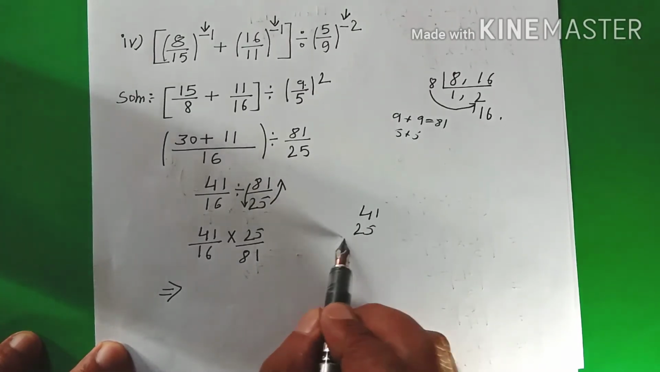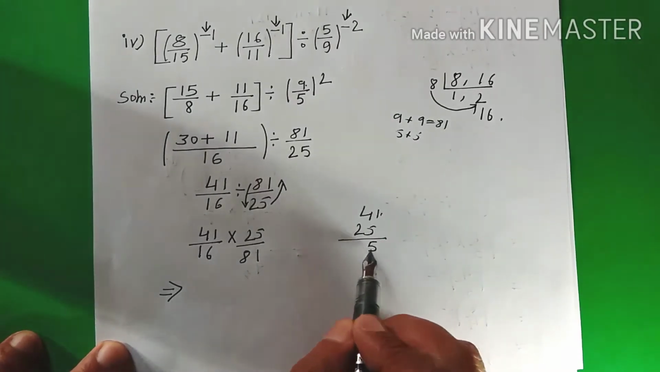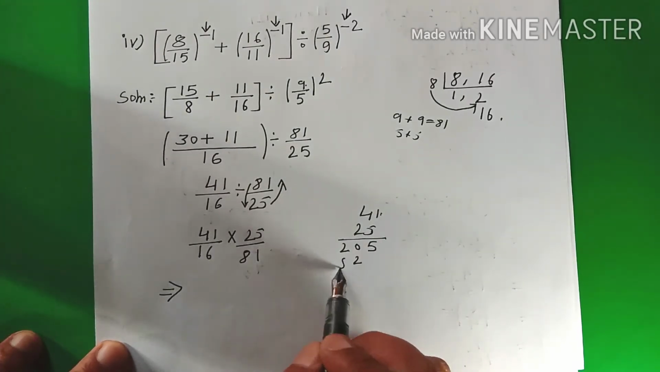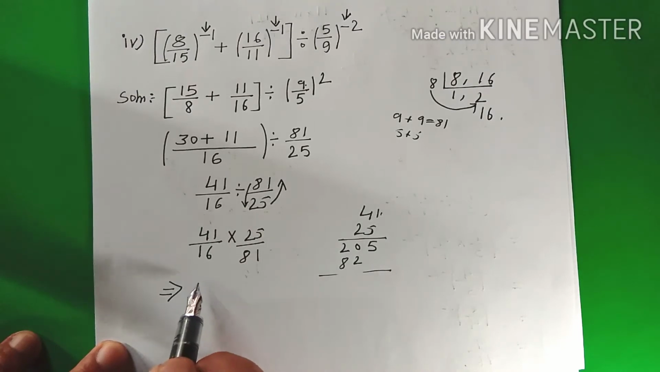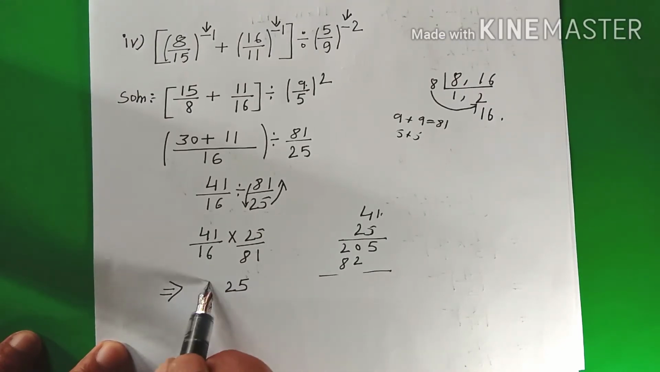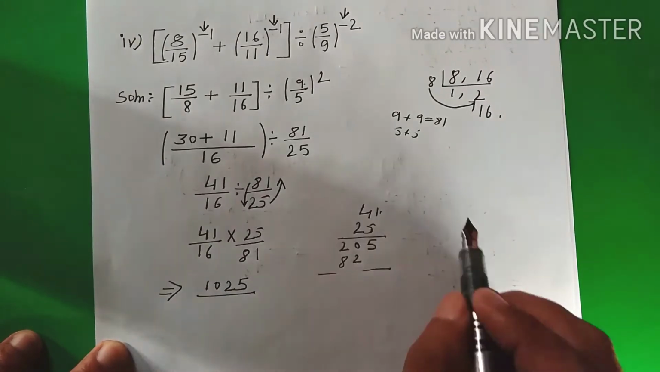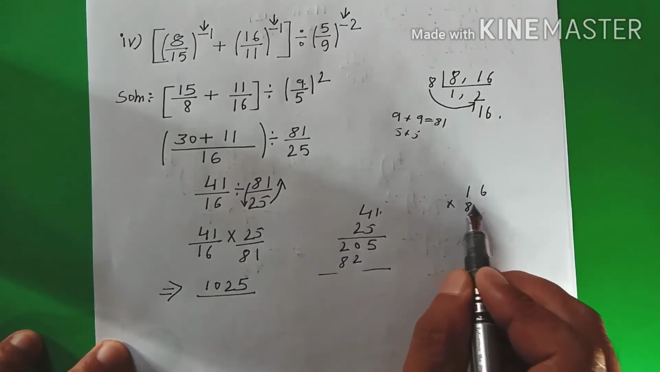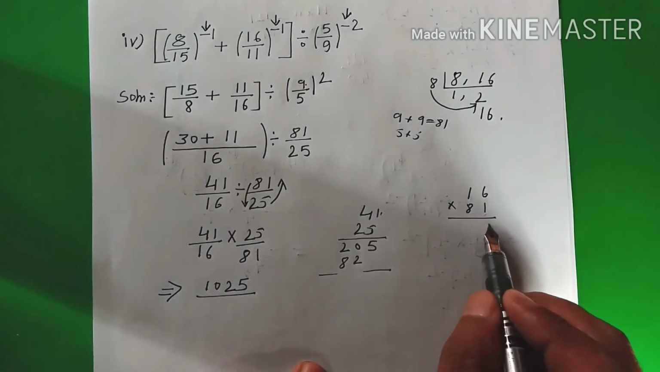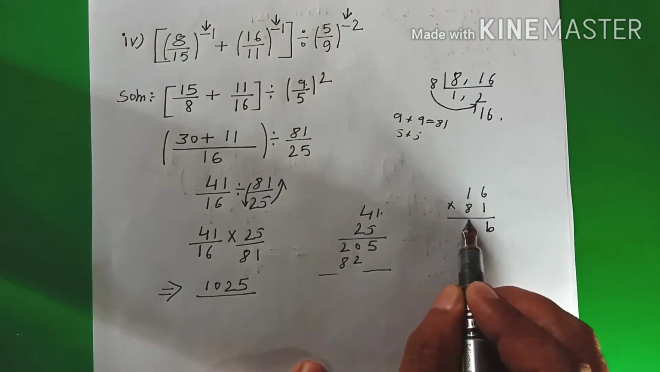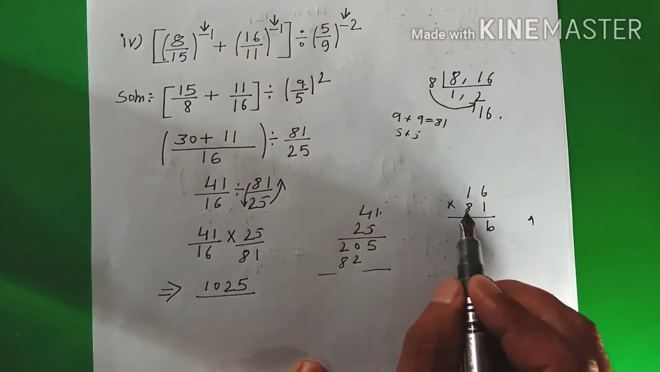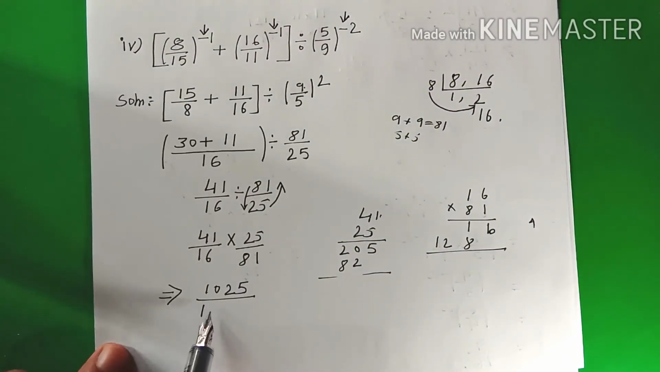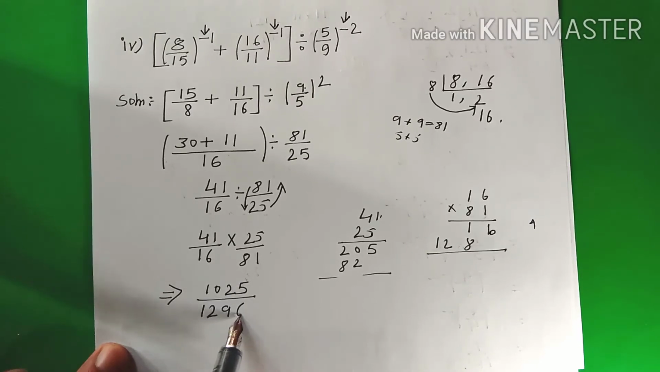41 into 25. So 5 into 1 will be 5. 5 into 4 will be 20. 2 into 2 will be 4... So we get here 1025 divided by, again here 16 into 81. So 16 into 81, which means here 1, we get 6 1. So 48. 4 into 8 is 32, plus this equals to 12. That is how we get a total 1296.